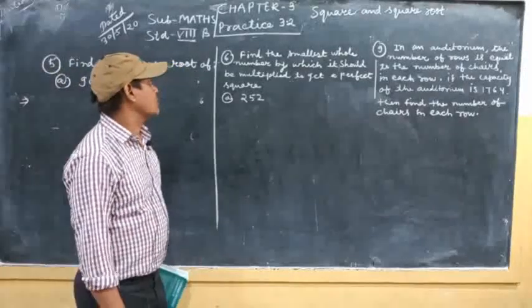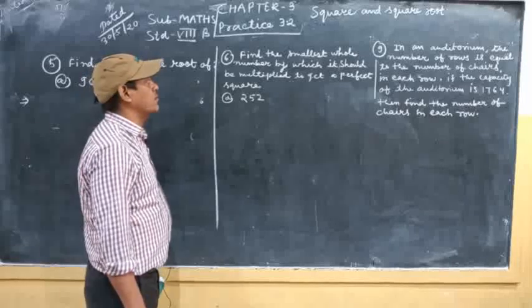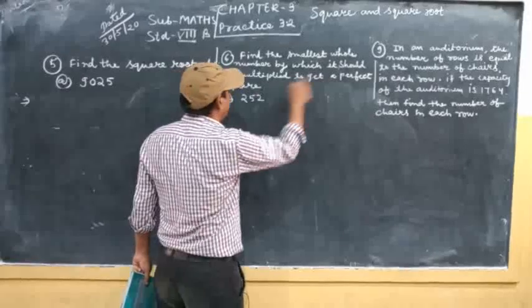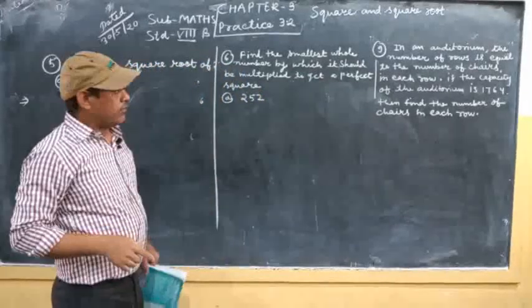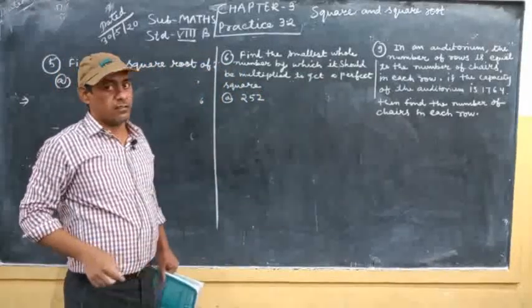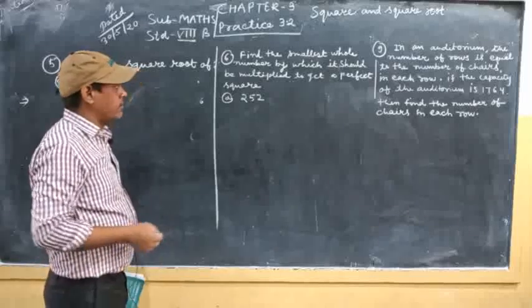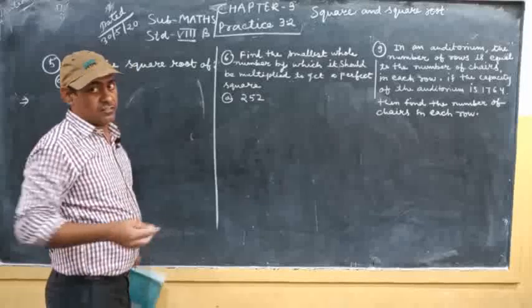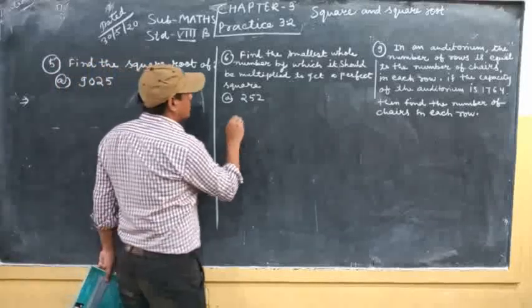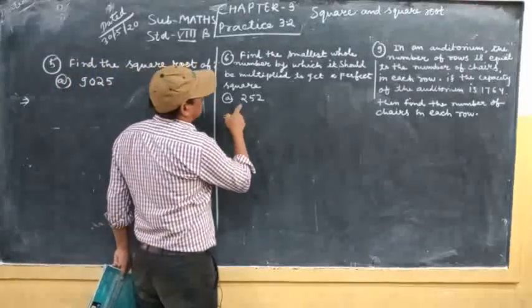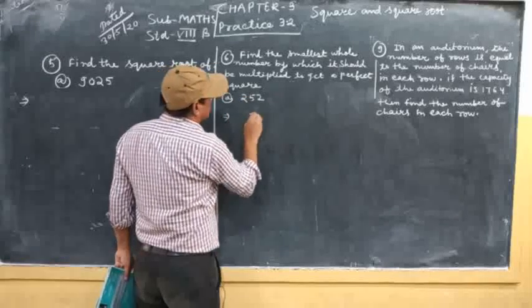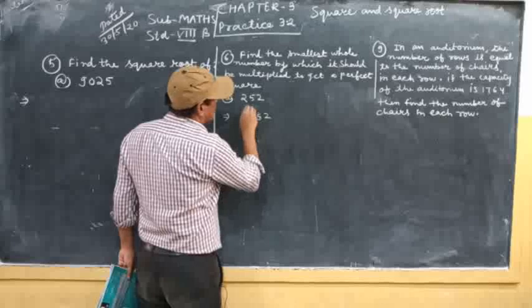Now the sixth question: find the smallest whole number by which it should be multiplied to get a perfect square. We have to just factorize this number and find the pair of factors of this number. So in order to find whether this number is a square number or not, we just factorize this number.